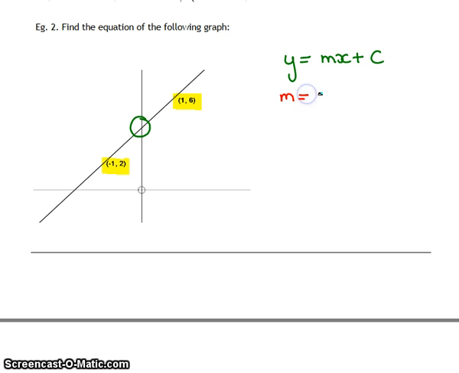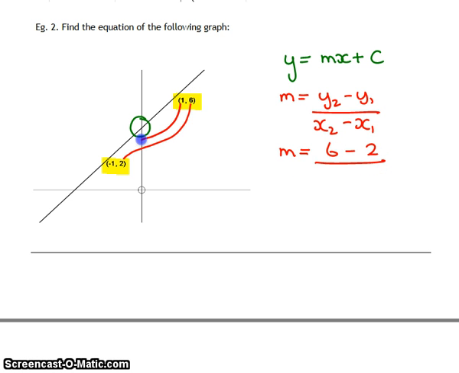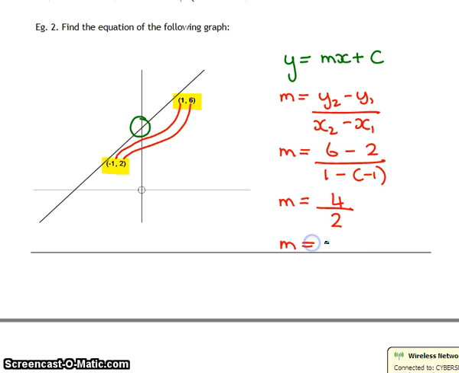Gradient is y2 take away y1, over x2 take away x1. Again, any of these points can be point number 2 or point number 1. I'm going to have 6 take away 2, divided by 1 take away negative 1, which is 6 take away 2 is 4, 1 plus 1 is 2, and I end up with a gradient of 2.